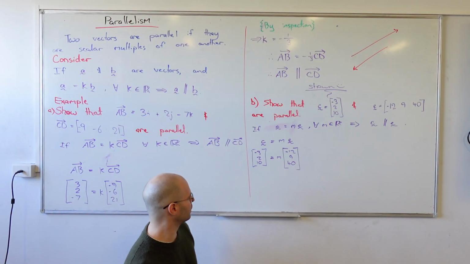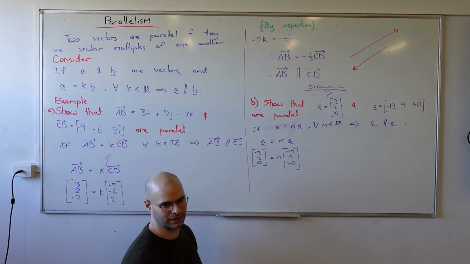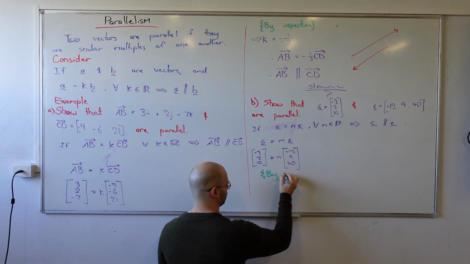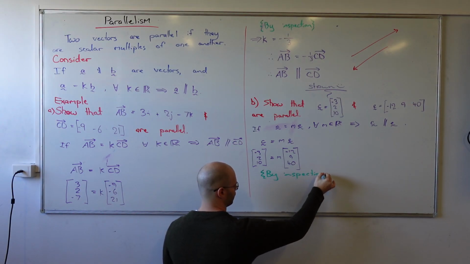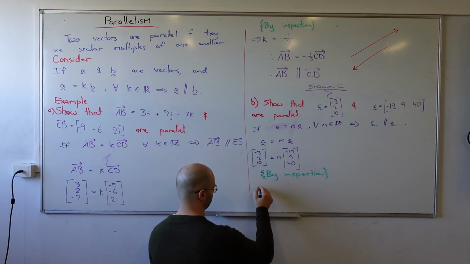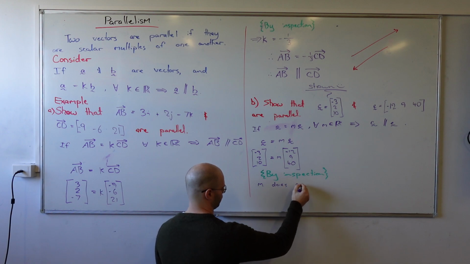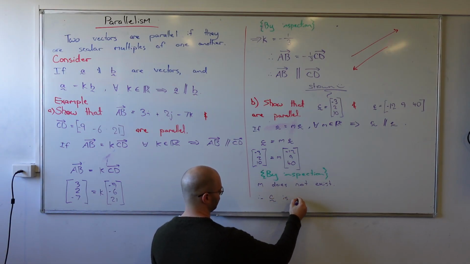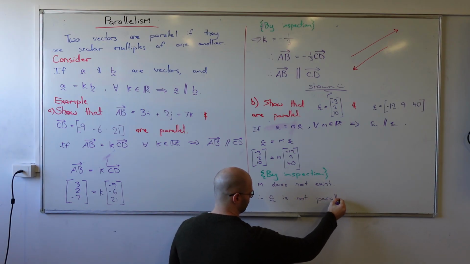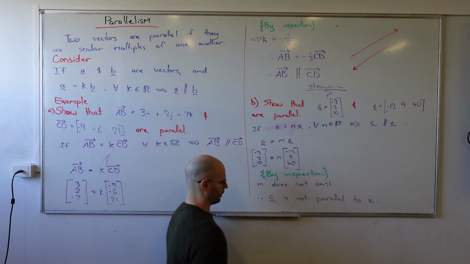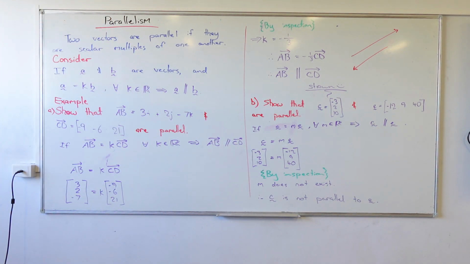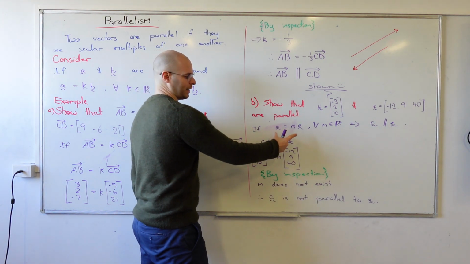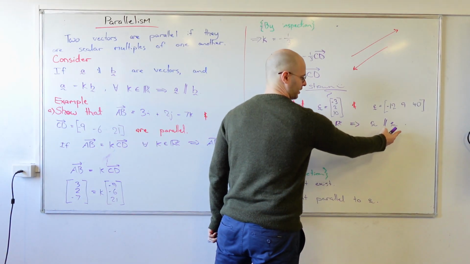Now, is there a scalar multiple? Is there any value of M that satisfies this equation here? No. M does not exist, therefore C is not parallel to E. Is that okay? So if I was going to get a question like this that required me to show whether something was parallel or not, I would build a statement where this is the mathematical condition that satisfies this relationship here.